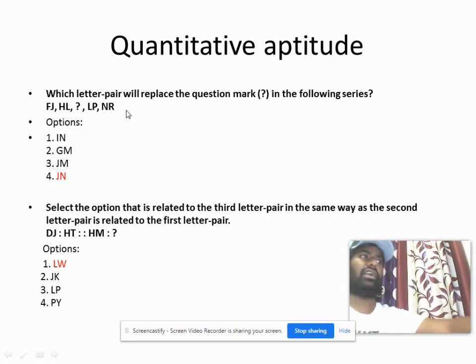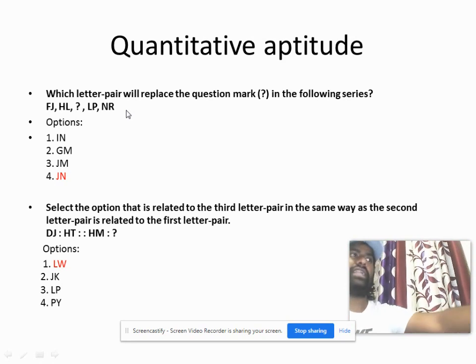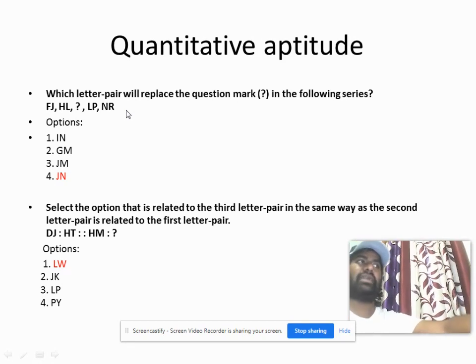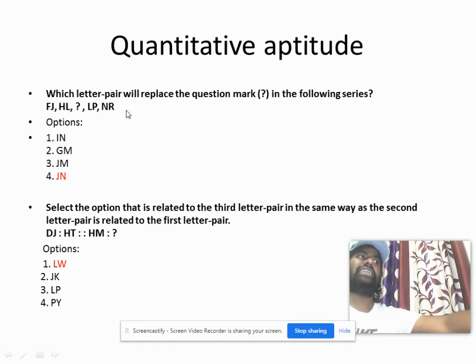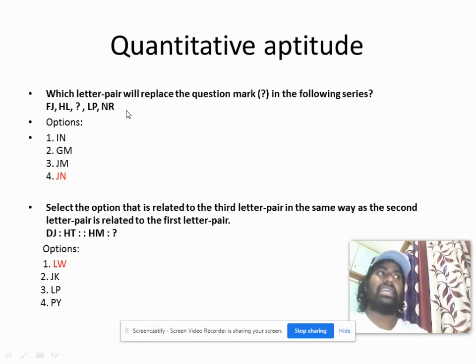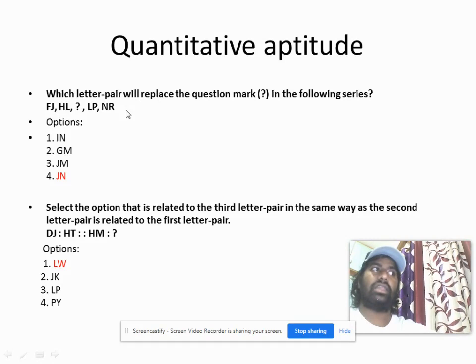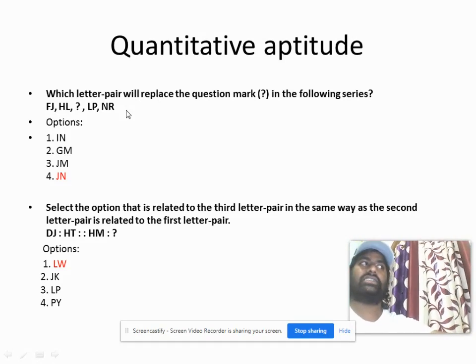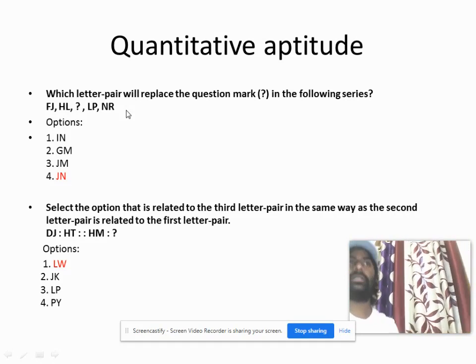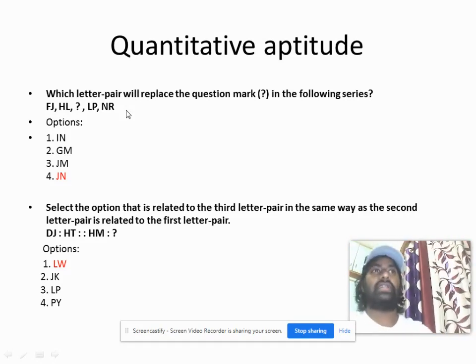The next question: select the option that is related to the third letter pair in the same way as the second letter pair is related to the first letter pair. D, E, F, G, three letters different, then H will come. In the same manner, after H, I, J, K, then L. So the one letter which is there, L. The relationship between J and T, after M, then it will come W. LW will be the right answer.